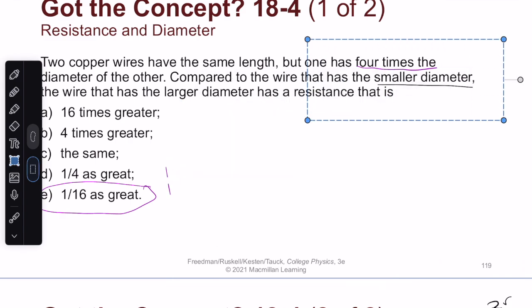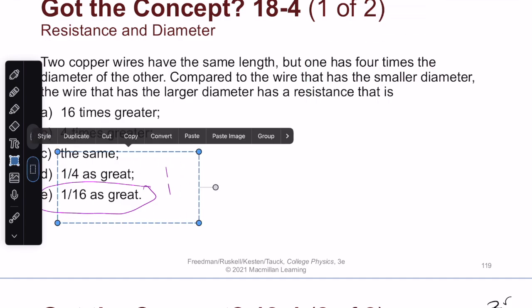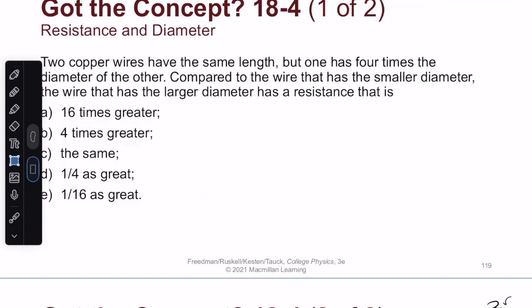Okay, it's kind of similar to the one before. Got to read it very carefully. You've seen the answer already, but let's work it out together. So we have two copper wires. Their length is the same this time, but the only thing that's changing is the diameter. So compared to the smaller diameter wire, the wire that has a larger diameter would have a resistance of what?